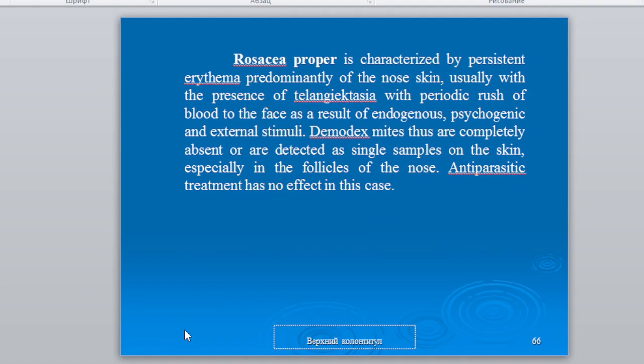Next, rosacea proper is characterized by persistent erythema predominantly of the nose skin, usually with the presence of telangiectasia, with periodic rush of blood to the face as a result of endogenous psychogenic and external stimuli. Demodex mites thus are completely absent or are detected as single samples on the skin, especially in the follicles of the nose. Antiparasitic treatment has no effect in this case.